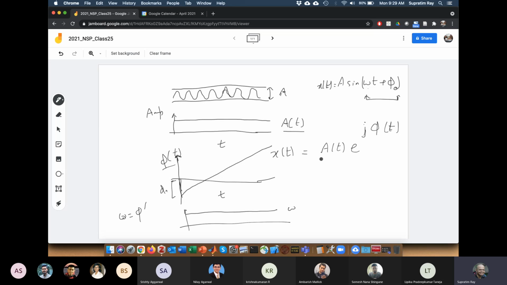For a sinusoid, it makes sense. A of t is just going to be this constant function A, and your phase is going to be this, whose derivative can be thought of as the instantaneous frequency.